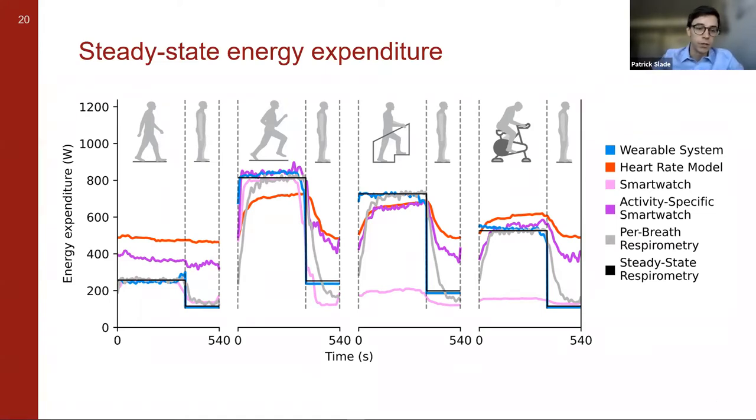There's also a feature that you'll notice where at the beginning of conditions, the methods that we're comparing against take a long time to reach a steady state estimate, between 1 and 2 minutes. And then again, at the end of the condition, when people begin to rest, you'll notice that there's a while before the estimates reach a steady state resting rate. And this is because these other models, rather than using leg motion to infer energy expenditure, they're relying on things like heart rate and wrist motion.